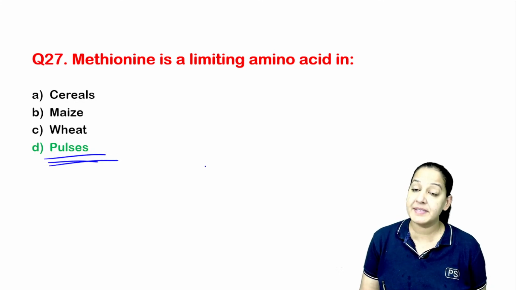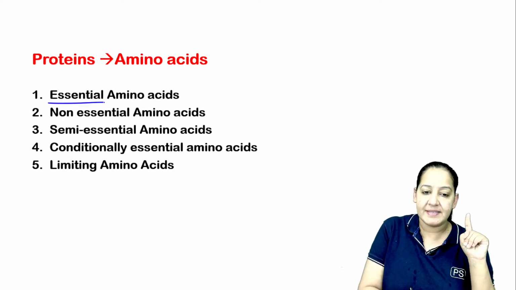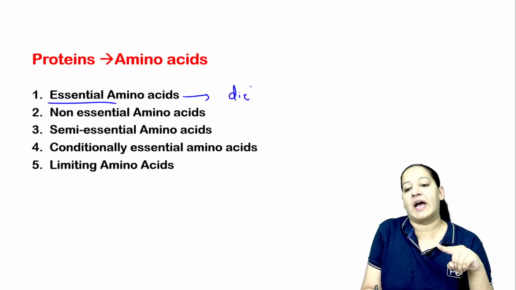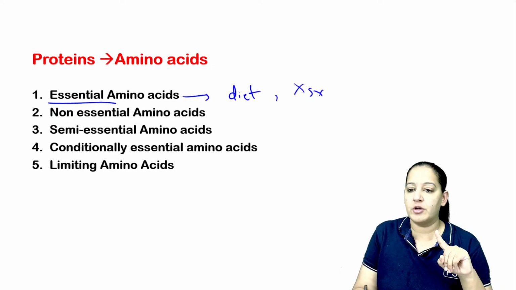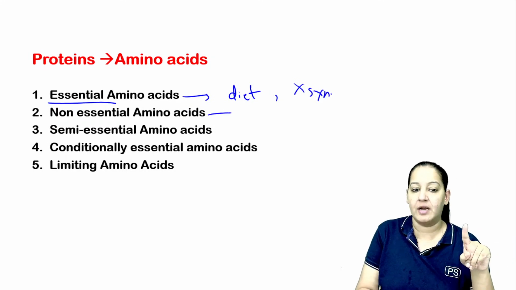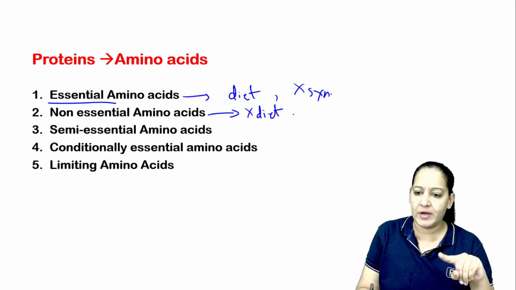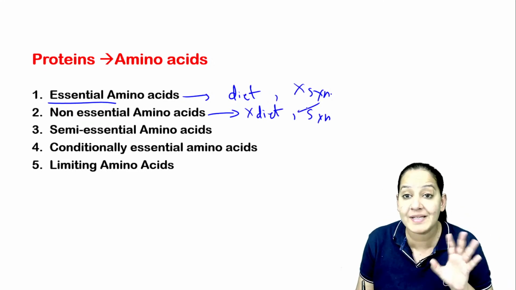So limiting amino acid is an ultra important topic. Yesterday also I taught you the 5 types of amino acid. Essential amino acids are essential because they are required to be taken in the diet. We should eat them daily in our diet because they are not synthesized in the human body. That's why they are known as essential. Non-essential amino acids are non-essential because we don't need to take them in the diet. It's okay because they are synthesized in the body. The body will take care of it. That's why they are non-essential in the diet.